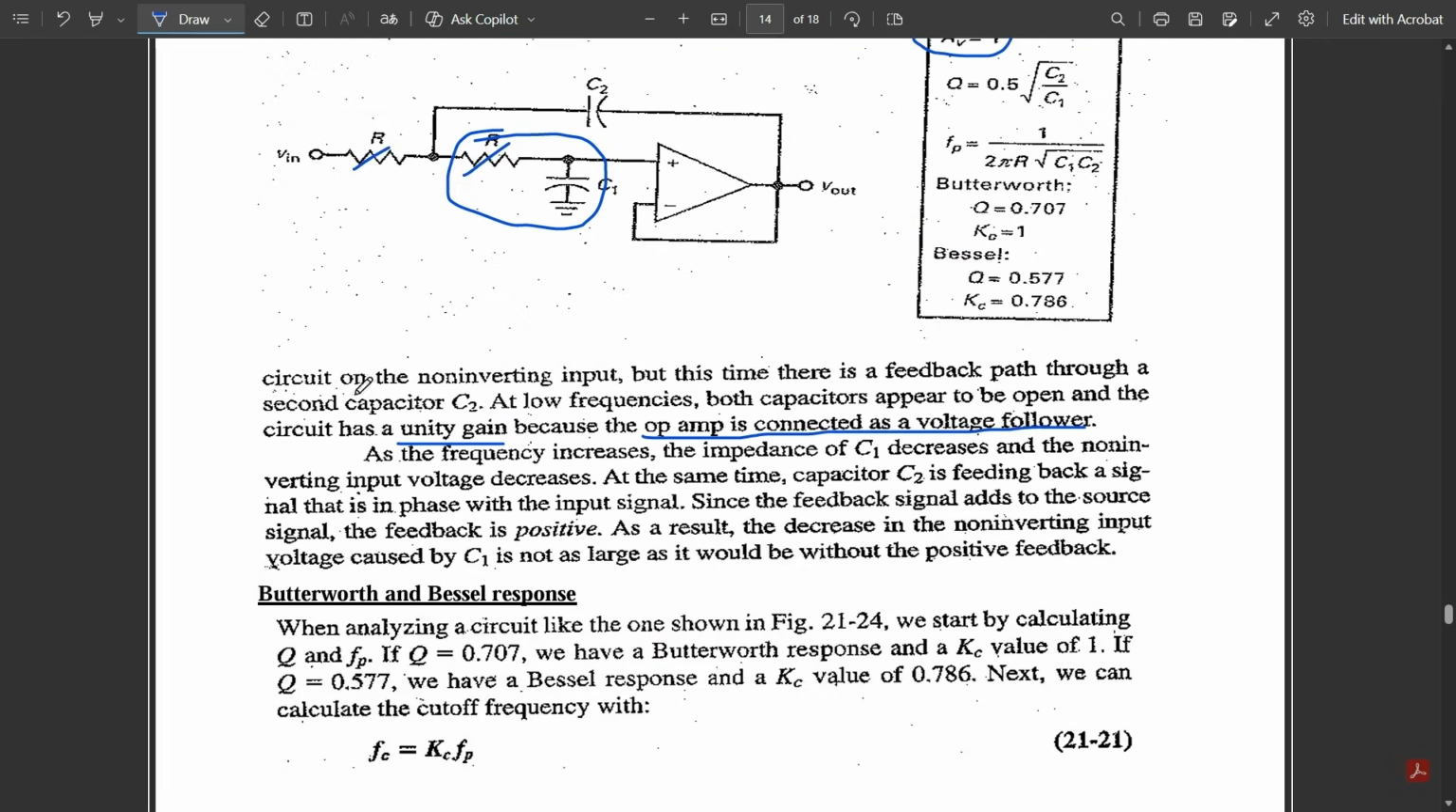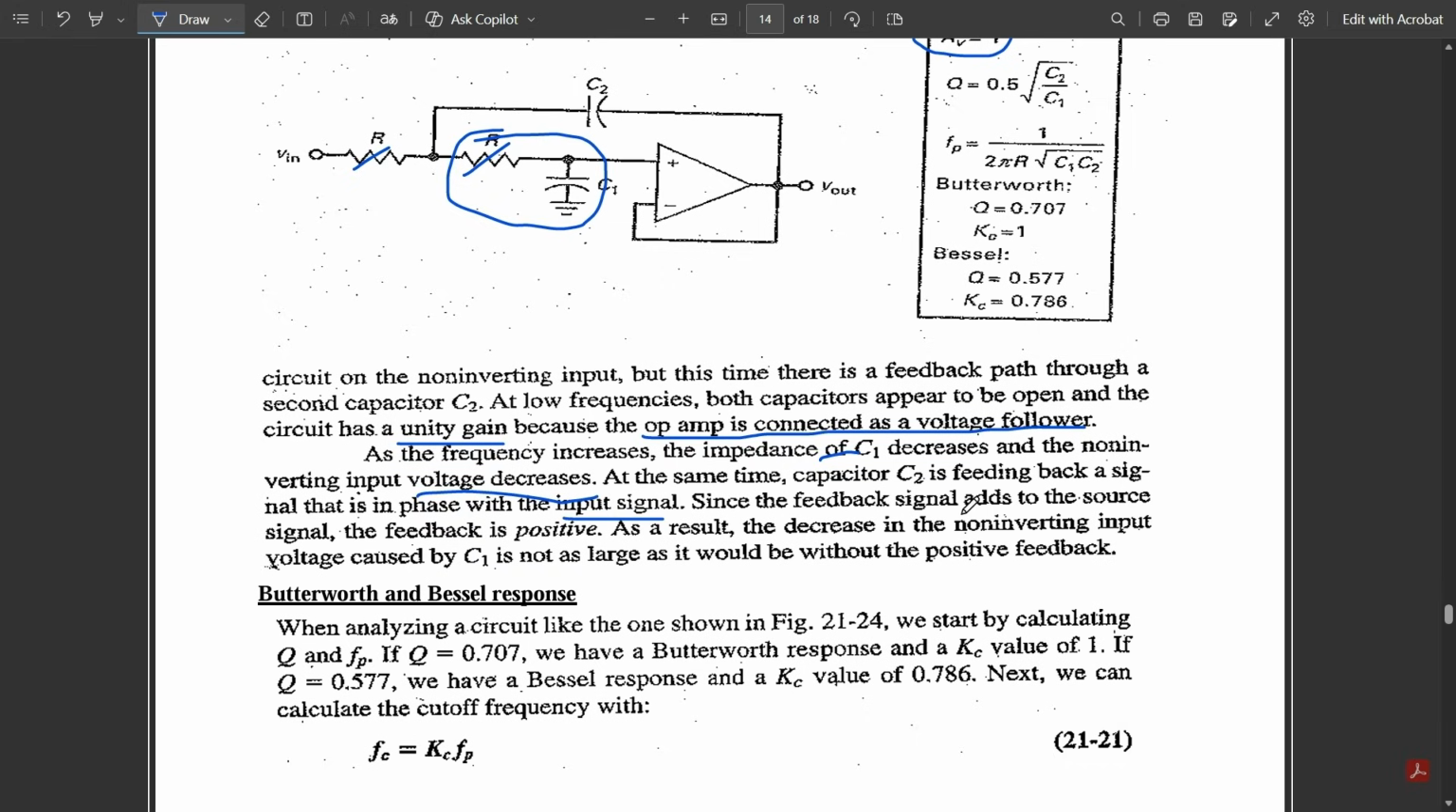As the frequency increases, the impedance of C1 decreases and the non-inverting input voltage also decreases. At the same time, the capacitor C2 is feeding back a signal so that it is in phase with the input signal. It means the signal is getting fed back because we are using two capacitors at different branches, right? If one capacitor affects the impedance, the other capacitor won't be affecting it. So the feedback takes place simultaneously.